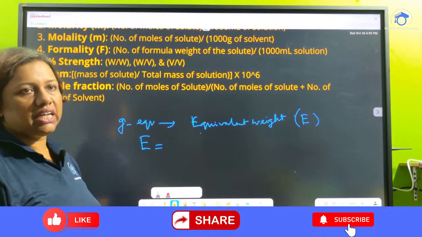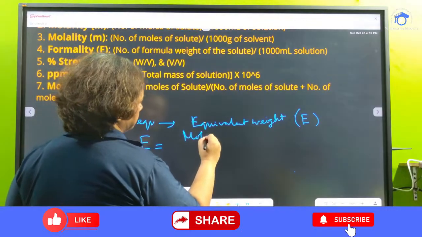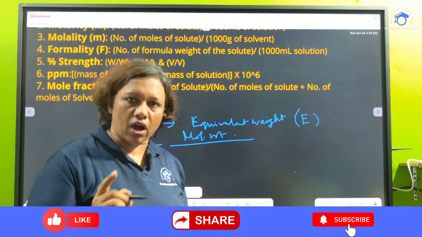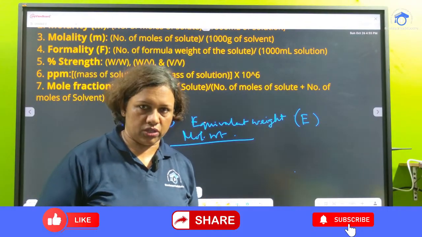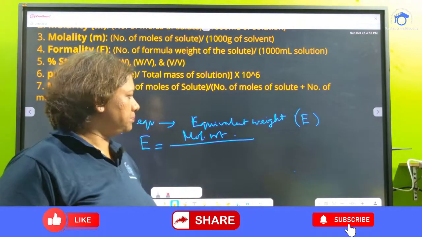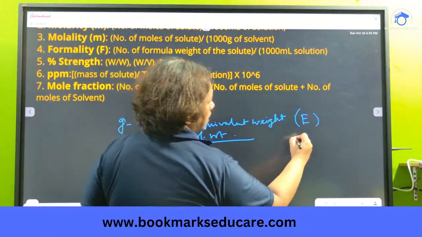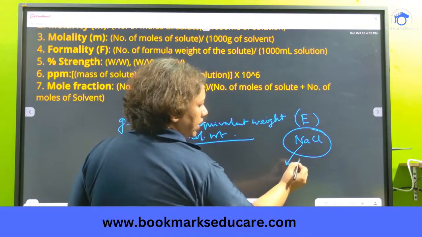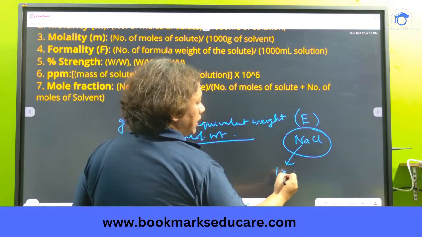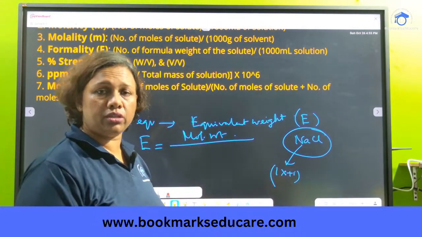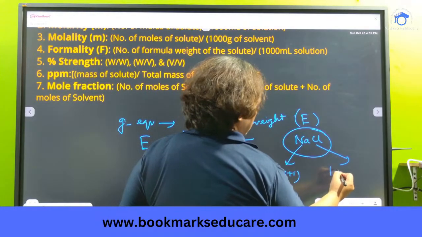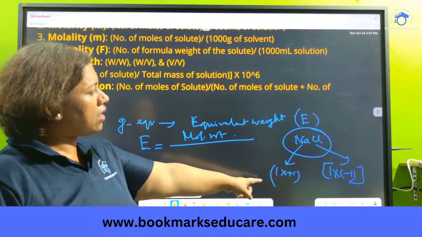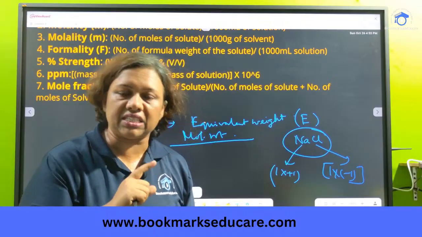So for salt, the equivalent weight is molecular weight divided by total number of cation into charge, or total number of anion into charge. If the salt is, for example, NaCl, the cation is sodium having +1 charge, that means 1 into +1 for the cationic portion. For the anionic portion, it is 1 into -1. So the product in both ways is the same, the number is the same, the sign is reversed.